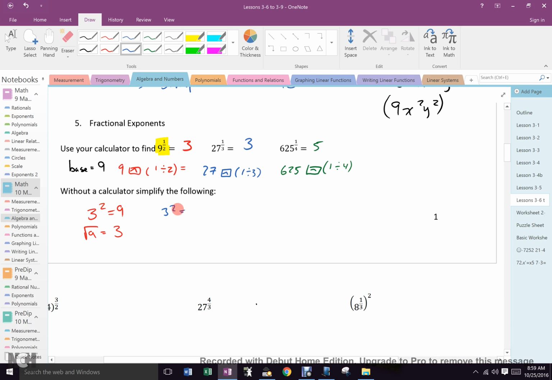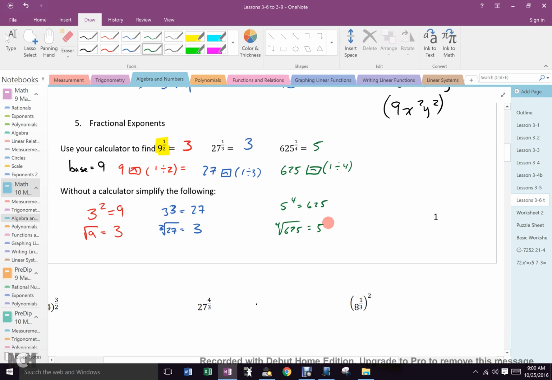What's this one? 3 cubed is 27, yes? What's the reverse of that? Cubed root of 27 is what? 3. Cool? What's this one? 5 to the 4th is 625, yes? Which must mean the 4th root of 625 is 5. Is everybody cool with that?